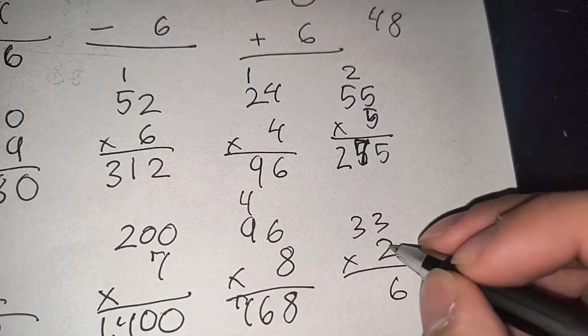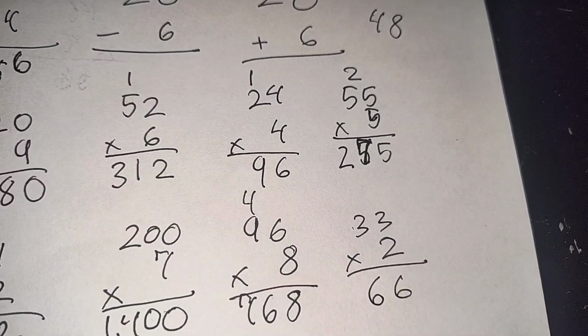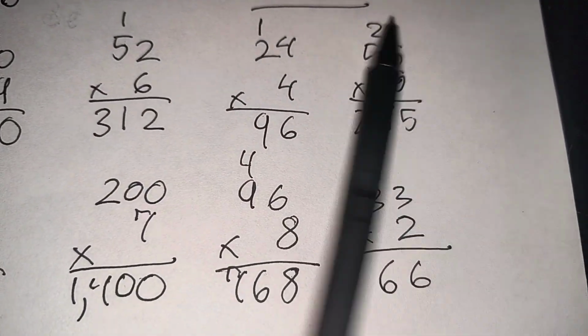And last one, 2 times 33. 2 times 3 is 6. 2 times 3 is 6. And that's it. Stay in school.